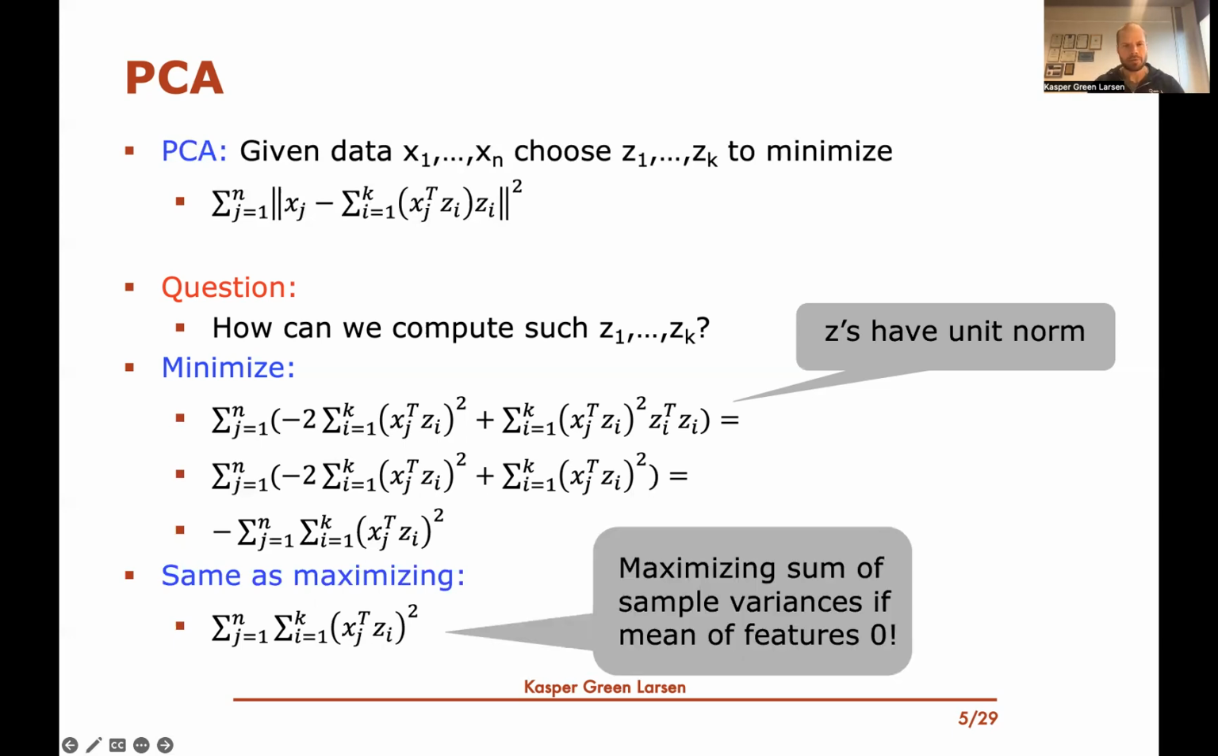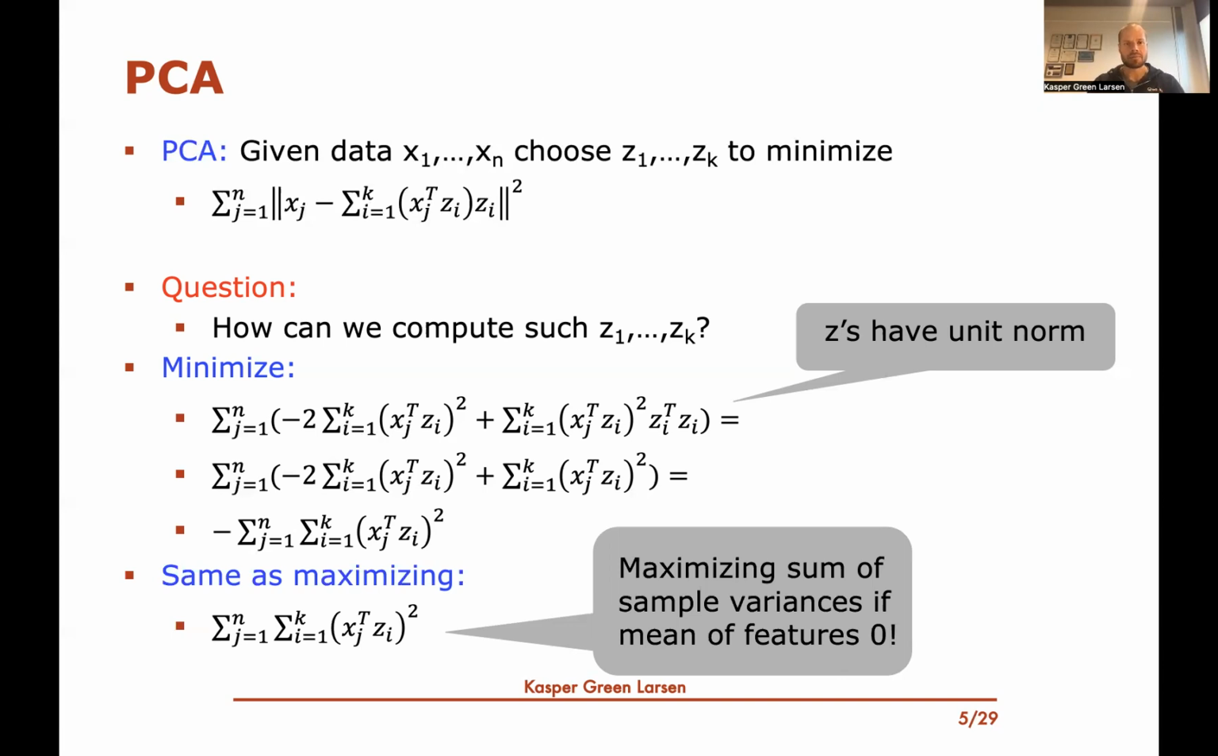And if you remember from the previous video where we looked at maximizing the variance, we saw that the variance for a single Zi, the sample variance if we project everything onto this Zi, gave exactly this expression here: the sum from j equals 1 to n of the inner product of xj onto Zi, squared. This was when we normalized the data such that the mean of every feature was 0. Then we got this expression for the variance in a single direction.